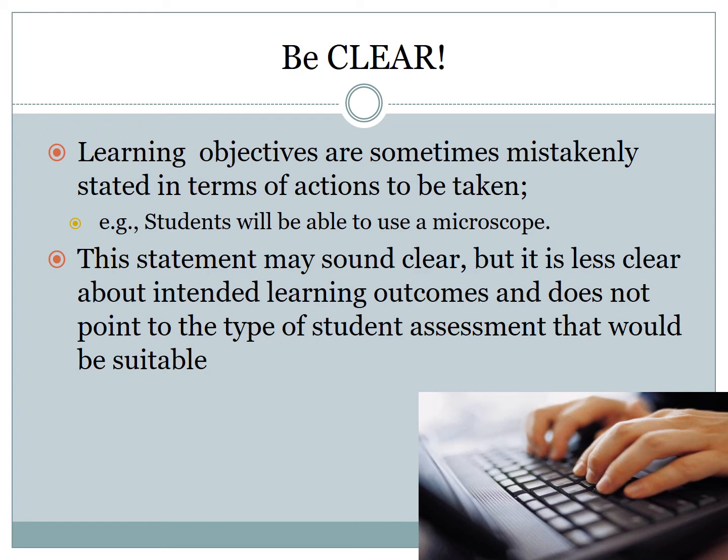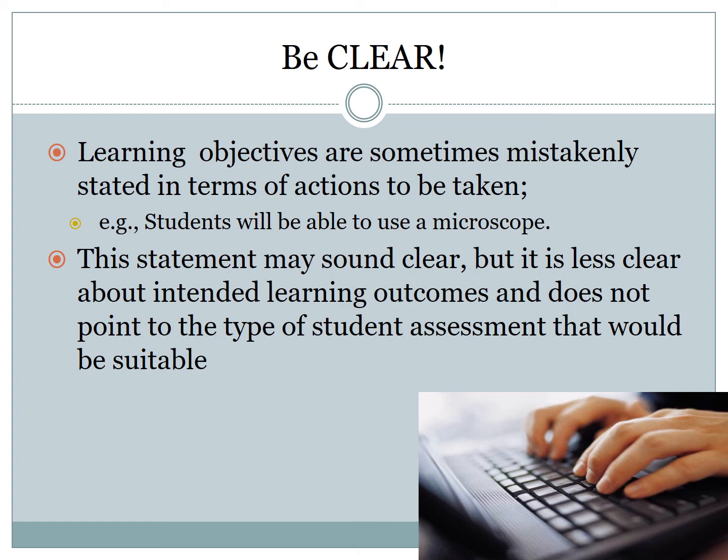Now, it's important to be clear when you're writing learning objectives. Learning objectives are sometimes mistakenly stated in terms of actions to be taken. For example, students will be able to use a microscope. That might sound clear, but it is less clear about intended learning outcomes and does not point to the type of student assessment that would be suitable.